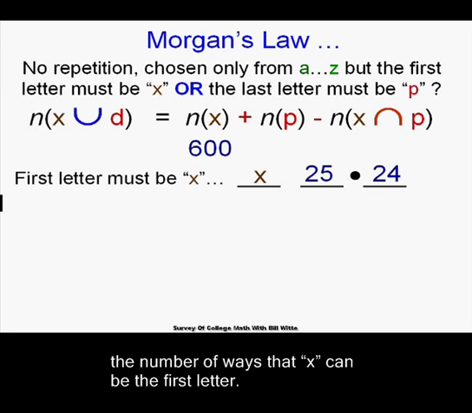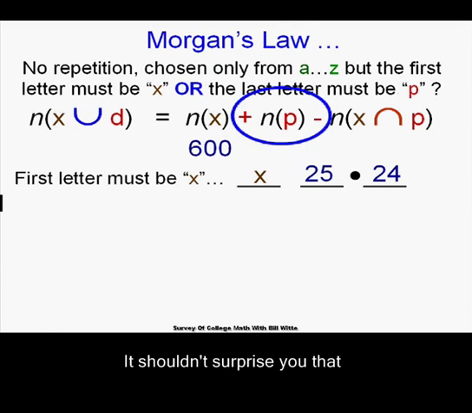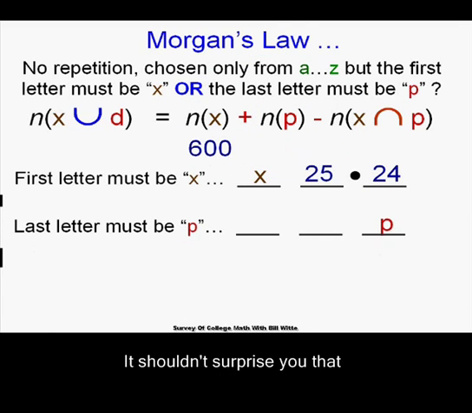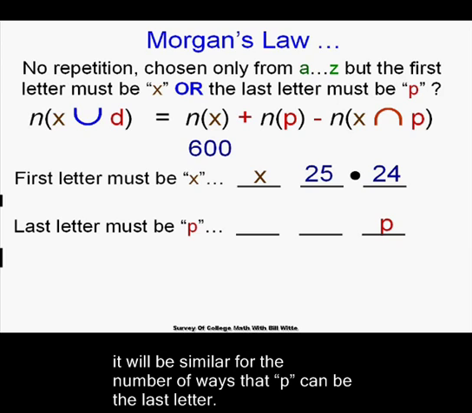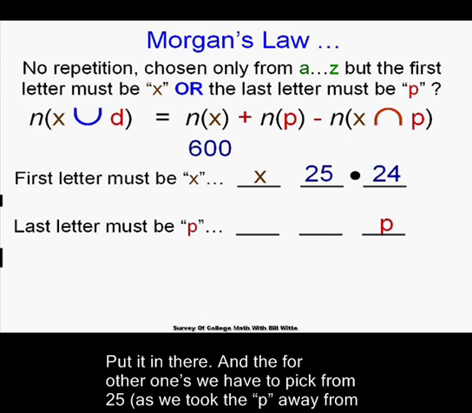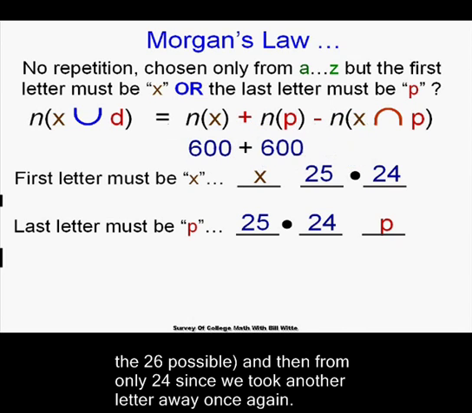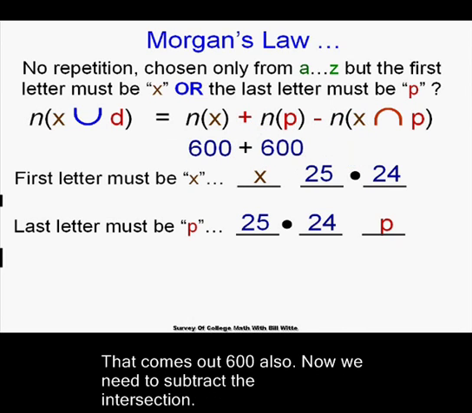It shouldn't surprise you that it's going to be similar for the number of ways that P can be the last letter. Let's put it in there. And the other ones we have to pick from 25, because we took the P away, and from 24 because we took P and another letter away. So once again, that's going to be 600.